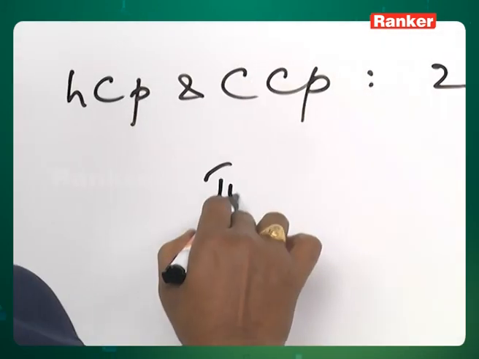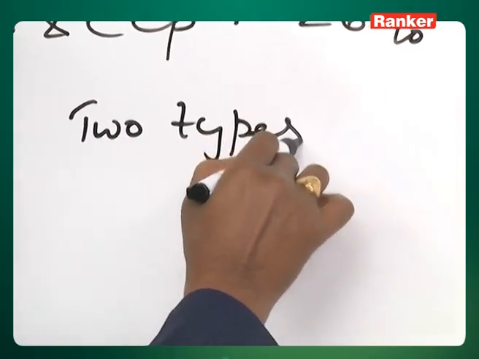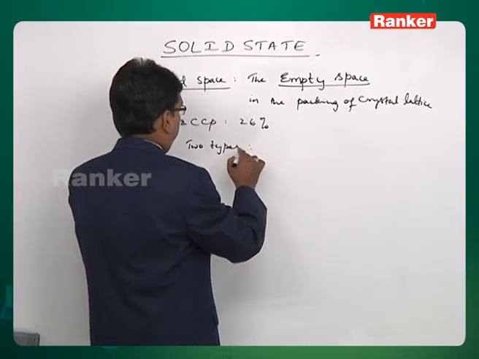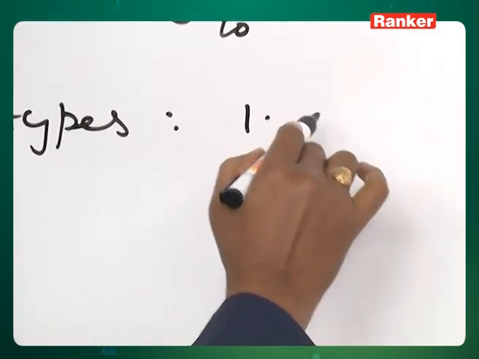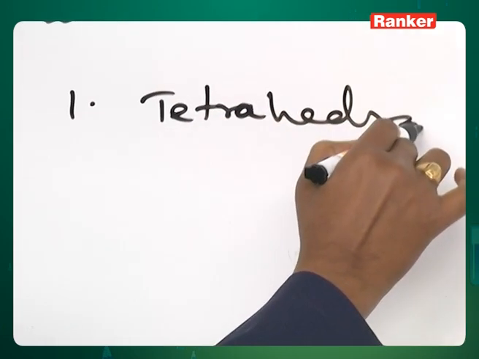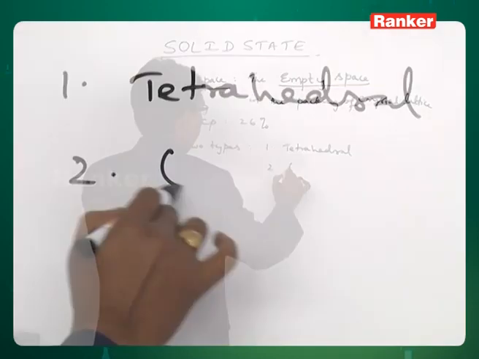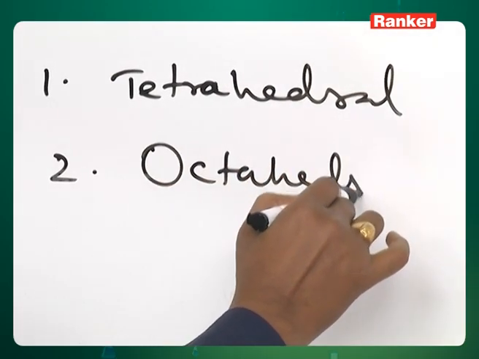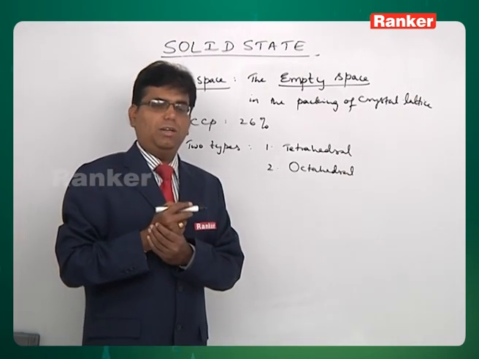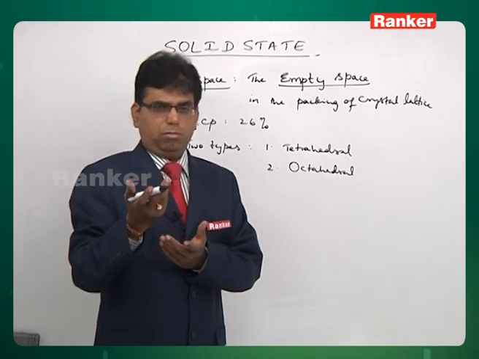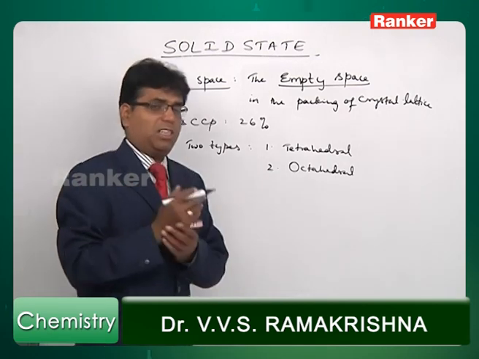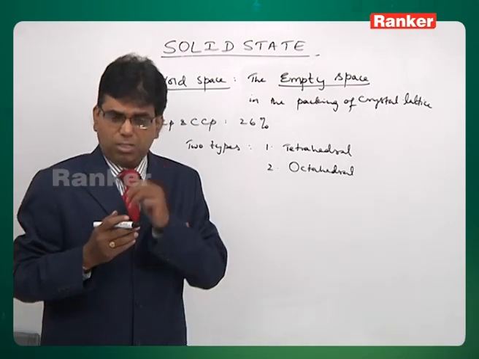What is the condition? The void spaces are mainly of two types. What are those two types? One is the tetrahedral void and the second one is the octahedral void. What is a tetrahedral void and what is an octahedral void? If the geometry of the void is tetrahedral, we call it a tetrahedral void. If the geometry of the void is octahedral, then we call it an octahedral void. Does it mean that only these two voids are formed? No other void is going to be formed?